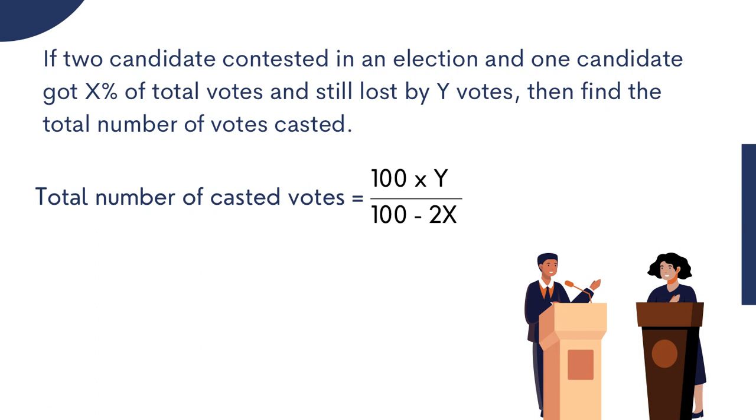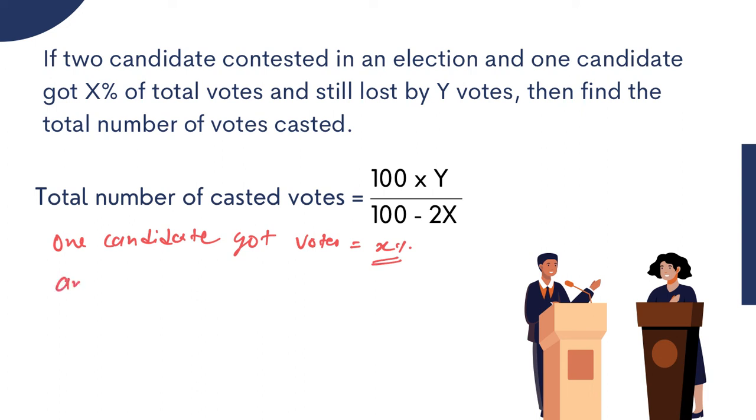Let's see this concept. The concept is saying: if two candidates contested in an election and one candidate got X percentage of total votes and still lost by Y votes, then find the total number of votes cast. So, by the formula, this is the formula. Let's see how this formula came. So one candidate got votes equal to X percentage. So the rest of the votes got to the other candidate.